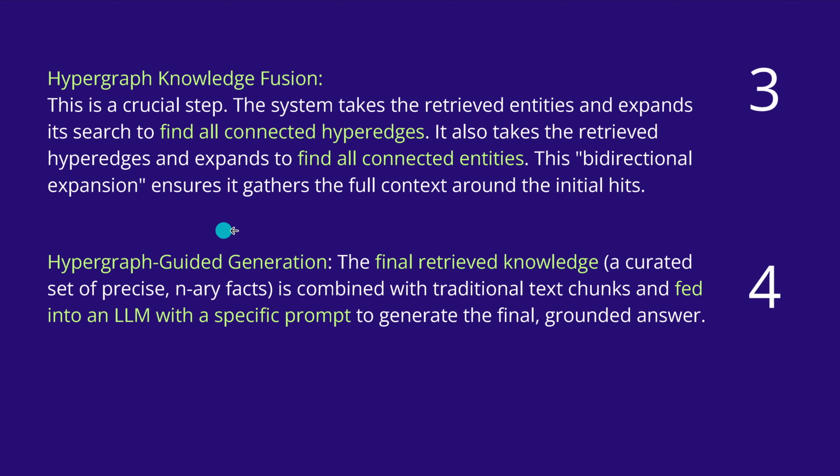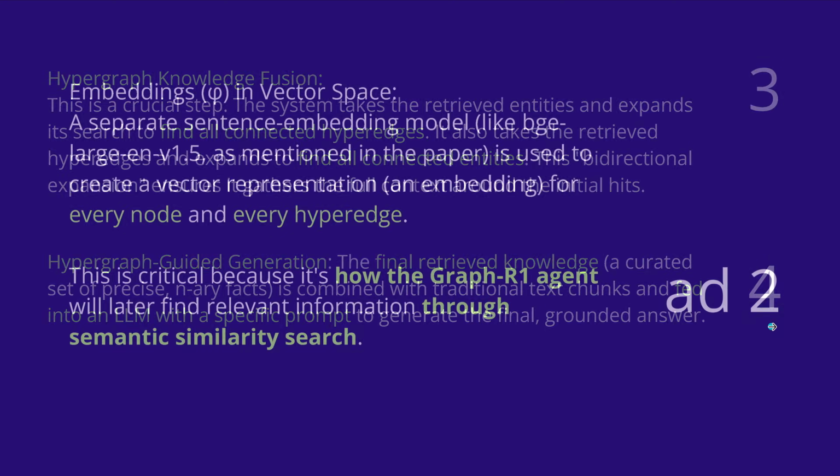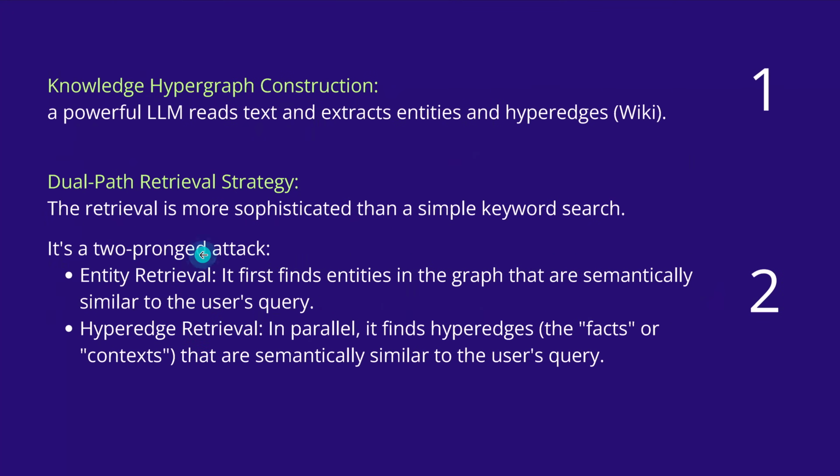Then you have the hypergraph guided generation, your classical RAG system. So the final retrieved knowledge, you can combine it with whatever other system you like, traditional text chunks, and you feed this into an LLM with a specific prompt, and then you have your classical RAG system again. Did you notice something?